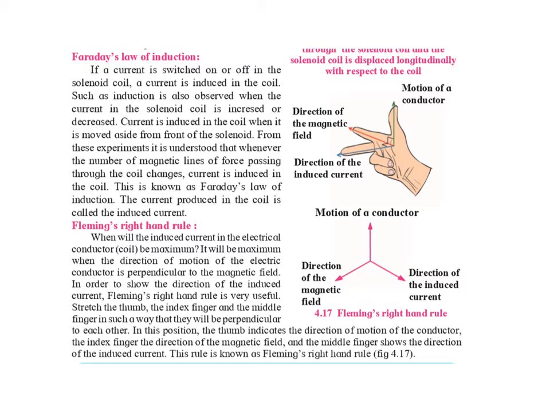This rule is defined as: stretch the thumb, the index finger and the middle finger in such a way that they are perpendicular to each other. Look at the diagram. In this position, the thumb indicates the direction of the motion of the conductor, the index finger the direction of the magnetic field, and the middle finger shows the direction of the induced current. This rule is known as Fleming's right-hand rule.